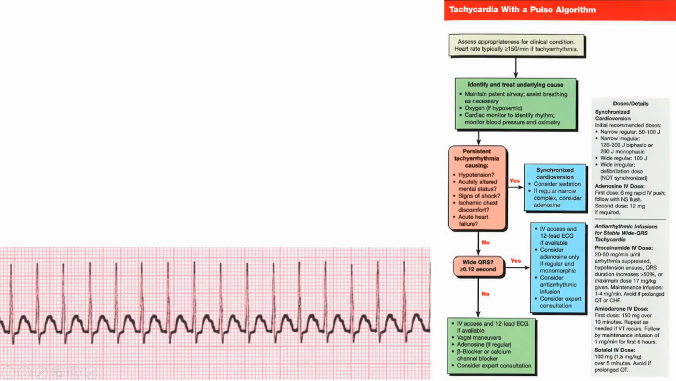All right, so now amiodarone. So this is the other drug that we're going to give. This is the one I was originally thinking of. So the amiodarone dose. The first dose is 150 milligrams over 10 minutes, and repeat as needed if the ventricular tachycardia recurs. Followed by maintenance infusion of 1 milligram per minute for the first 6 hours. Sotalol IV dose also 100 milligrams. This is another one. Sotalol, I heard you have to monitor them a lot. Use potassium, but 100 milligrams, 1 to 5 milligrams per kilogram over 5 minutes, avoid prolonged QT.